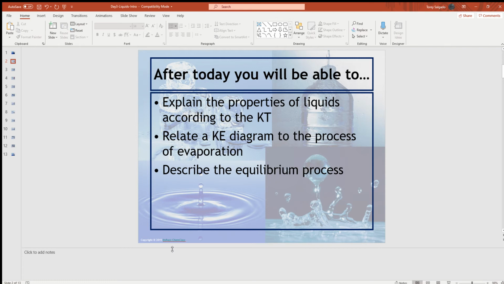We're also going to need to relate a kinetic energy diagram to the process of evaporation, right? What's going on with kinetic energy during evaporation? And we're also going to need to describe the equilibrium process. When things evaporate, they're going from a liquid state to a gas state. So what happens with the equilibrium going on in there, when liquids change to gas and gases change back to liquids? So we're going to take a little bit of a look at that. Let's go ahead and get started.